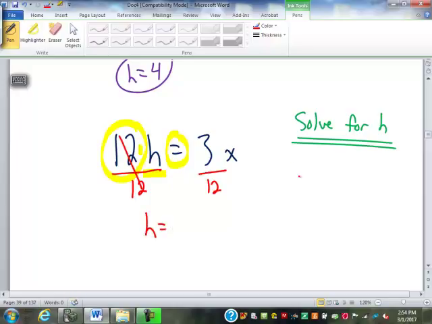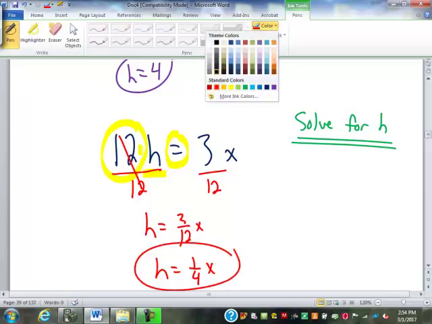Leaves it with h. But now we have 3x divided by 12. Well, 3x divided by 12, we're going to treat it as 3 over 12x, which reduces to 1/4 x. So h is just equal to 1/4 times x.